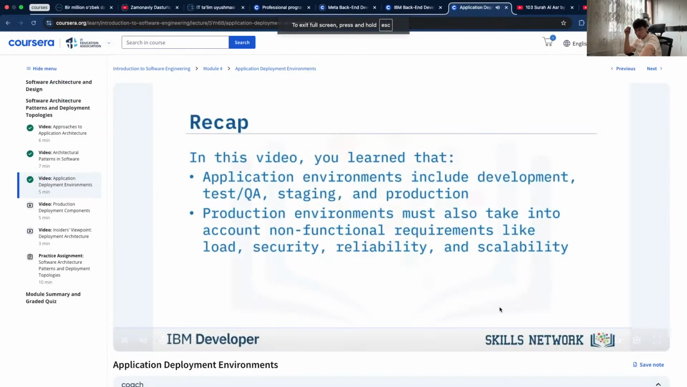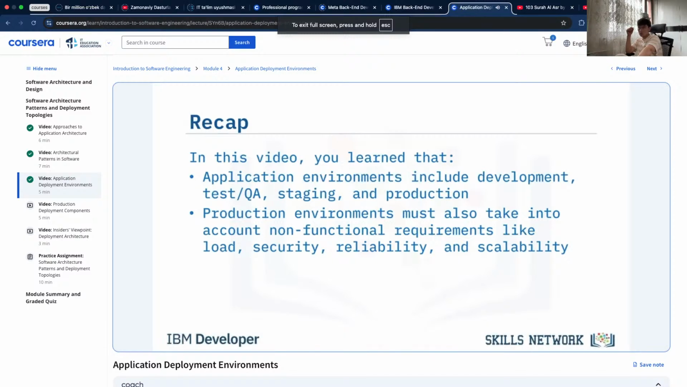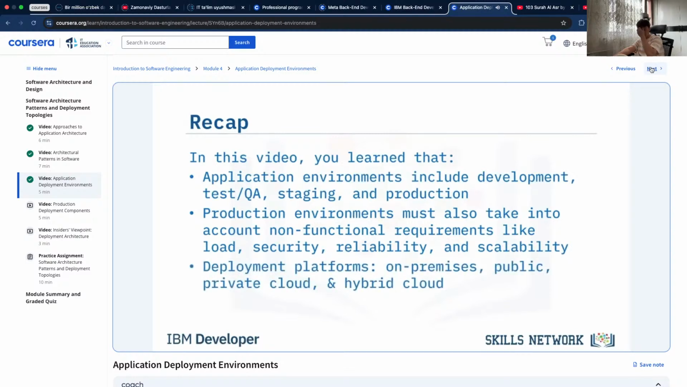In this video, you learned that application environments include development, testing or QA, staging, and production. Production environments must also take into account non-functional requirements like load, security, reliability, and scalability. And application environments can be deployed either on-premises on traditional hardware or on public, private, or hybrid cloud platforms.